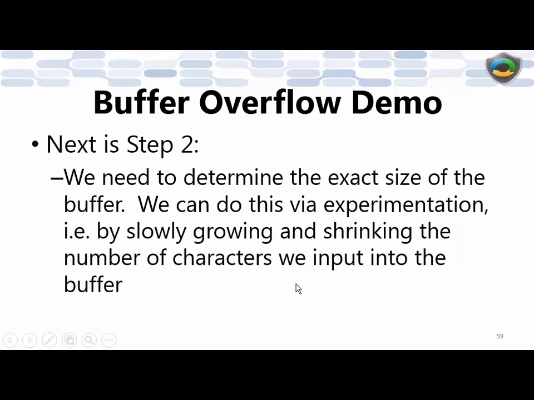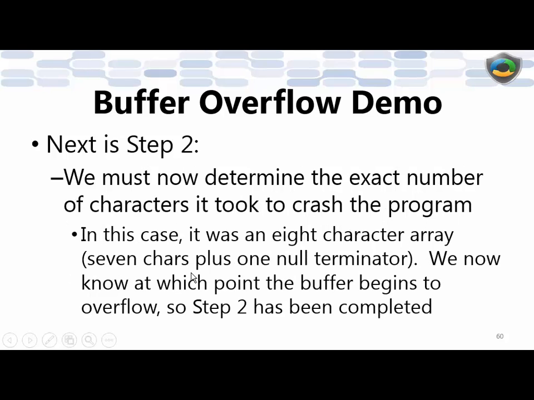So what we need to do is determine exactly what that point was in the system where we are no longer able to put in code without blowing the system up, so to speak. In other words, what's the max number of characters we can put into the buffer legally? In this case, it's an 8-character array. So we can put in 7 characters plus our \0, which is our null terminator. So we know the point at which the buffer begins to overflow. So step 2 has been completed.